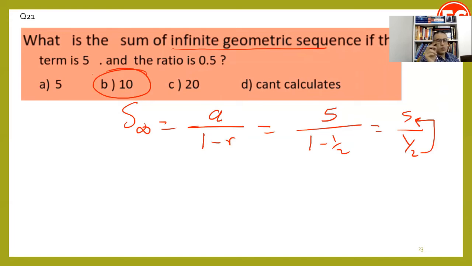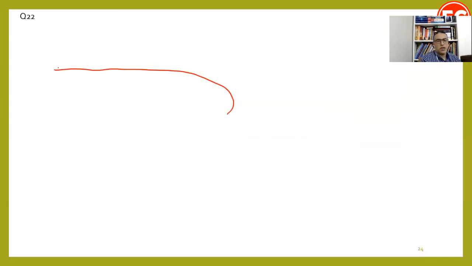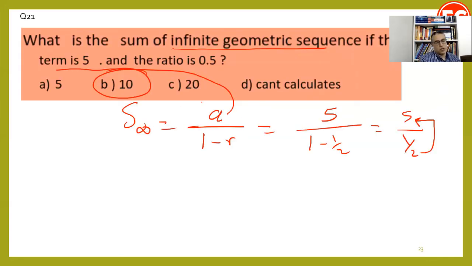And this is also one of the rules in sequences that you should keep in mind, the rule for the sum of the infinite terms of a geometric sequence. S infinity is equal to A over 1 minus R. Where A is the first term, and R is the common ratio.